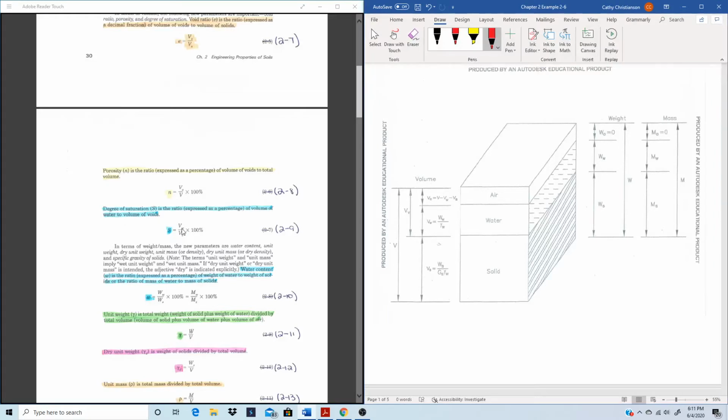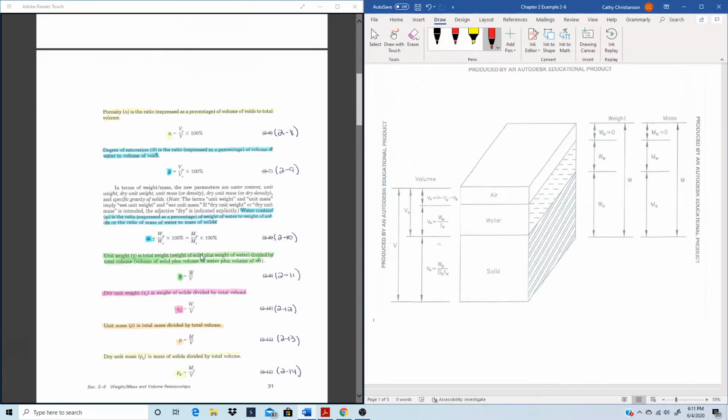Then you have degree of saturation, which is the volume of water divided by the volume of voids times 100%. Now, I lined through these just so that they match up with your textbook, but this is identical to your textbook.